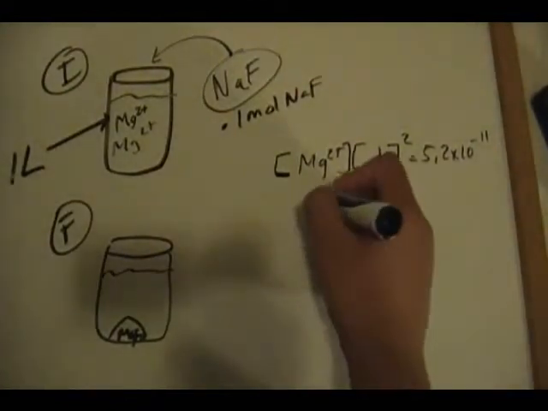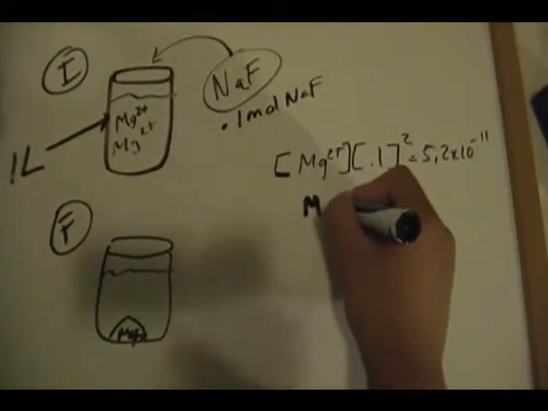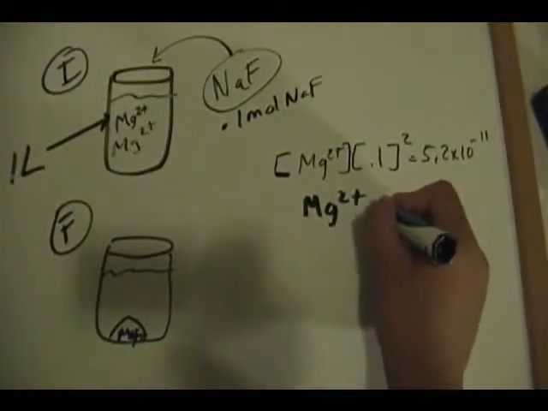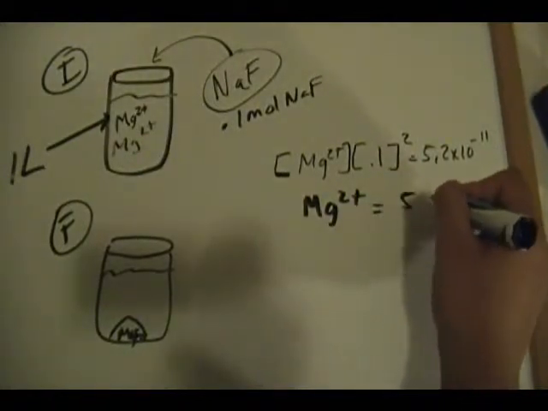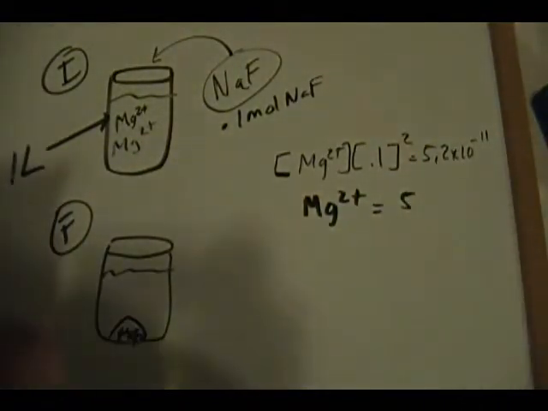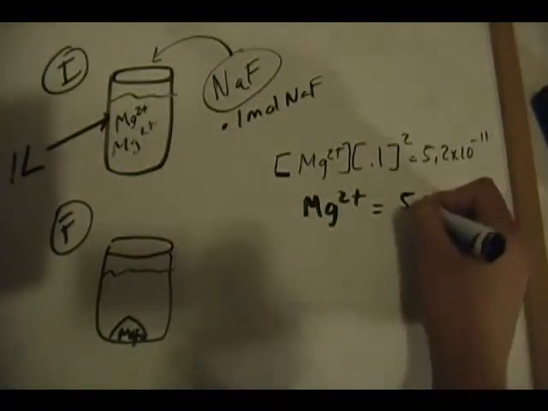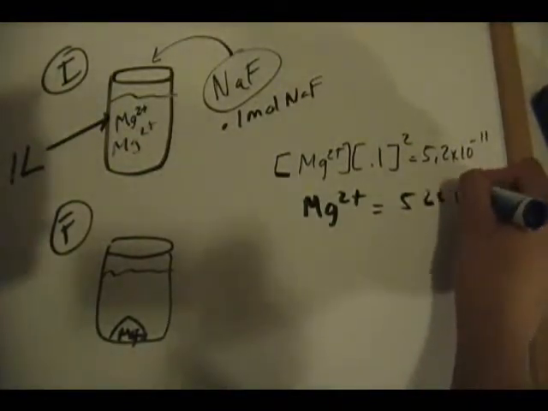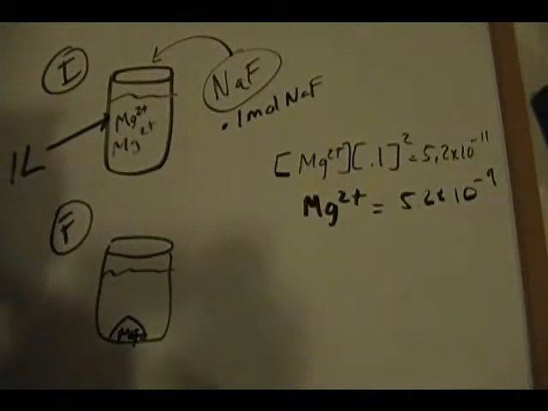Let's see what this is. I've done this calculation quite a few times, so I should know. Hold on one second. Yeah, it should be 5.2 times 10 to the negative 9. Double check with a calculator, even though I'm pretty sure that's right.